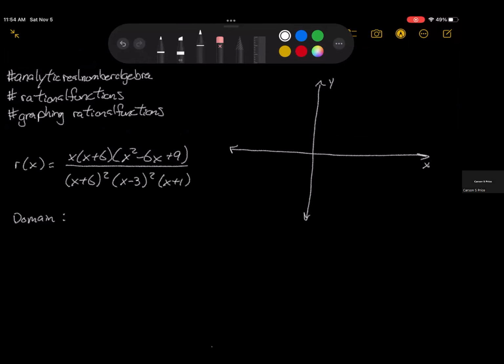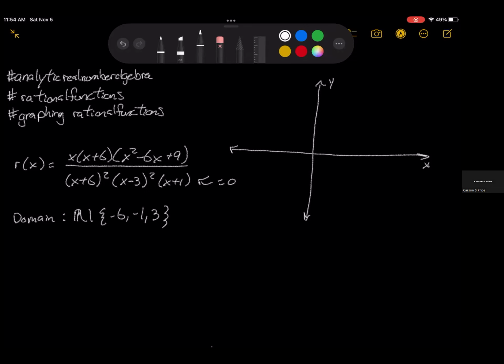The only problem is what happens when I divide by zero? What's going to make my denominator equal to zero? And because my denominator is already in factored form, I can just read off the zeros immediately. If x is equal to minus 6, that's going to make that term 0, right? Minus 6 plus 6 gives me a 0. This one tells me x cannot be 3. This one tells me that x cannot be minus 1. So from the factored form of my denominator, I can see that the domain is going to be all real numbers, except I need to skip minus 6, minus 1, and 3.